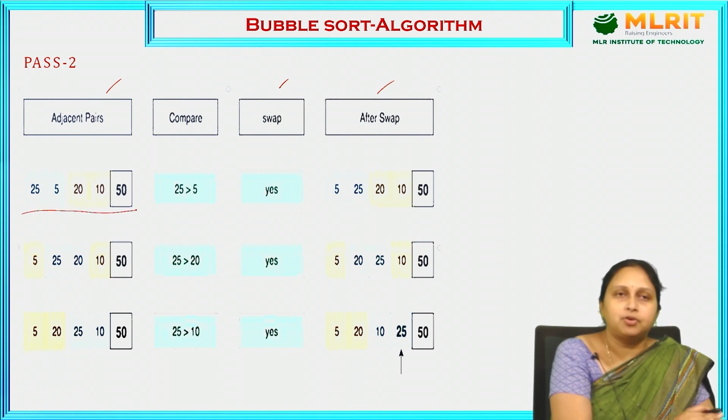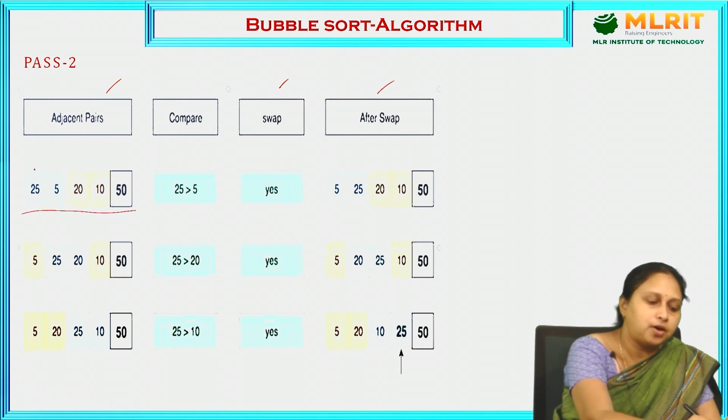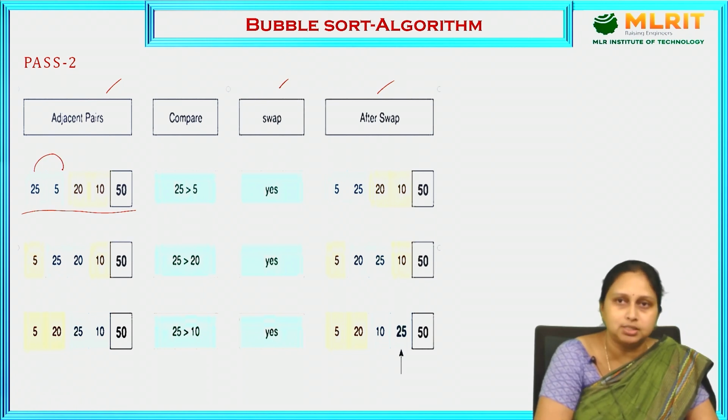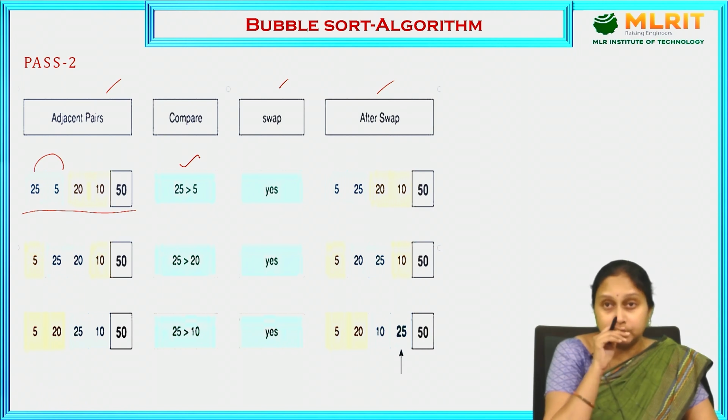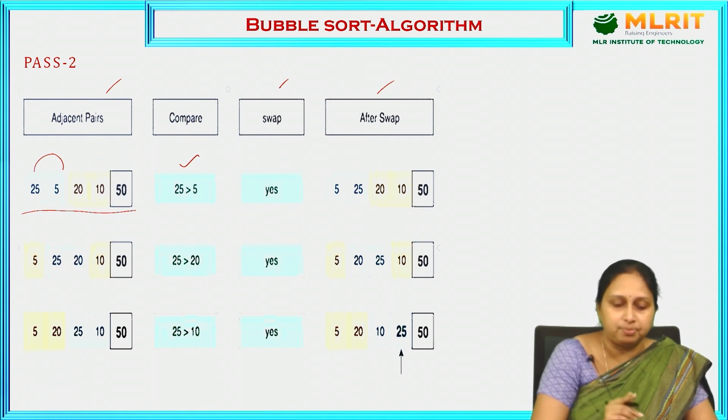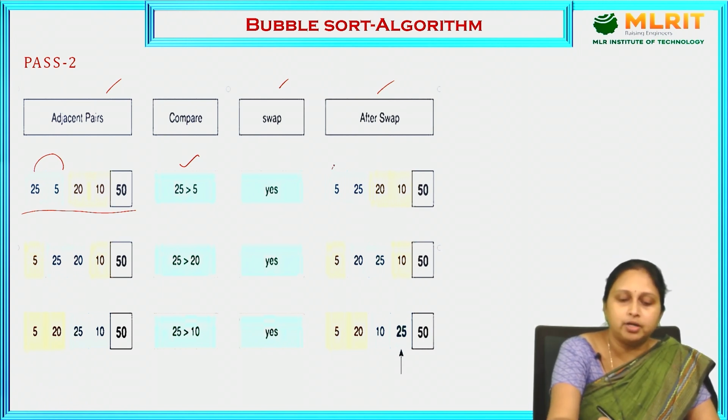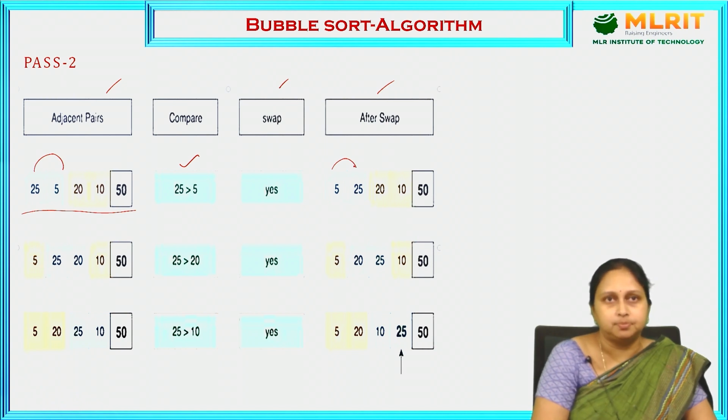Again, start from the starting element, that is 25 and 5. These are the two adjacent elements. These two will be compared. 25 is greater than 5, so we are going to perform the swapping. After swapping, you are going to get 5 and 25 here, right?